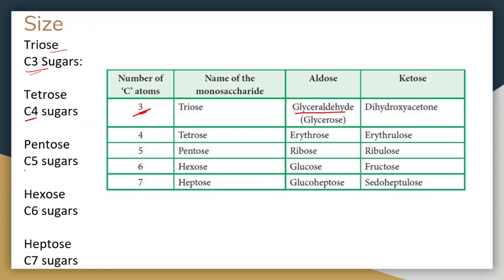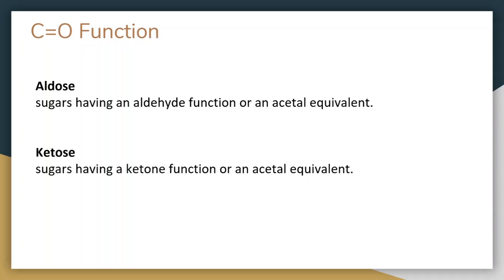Tetrose, C4 sugar; pentose, C5 sugars, with 5 carbon atoms; hexose, C6 sugars, with 6 carbon atoms; heptose, C7 sugars, containing 7 carbon atoms, right? Here are certain representative molecules for each type of sugar. Again, based on the carbonyl functionality, whether it is an aldehyde or a ketone: if you remember, the aldehyde group is this one, having H and R. So this is an aldehyde.